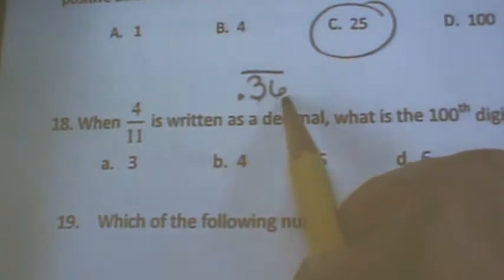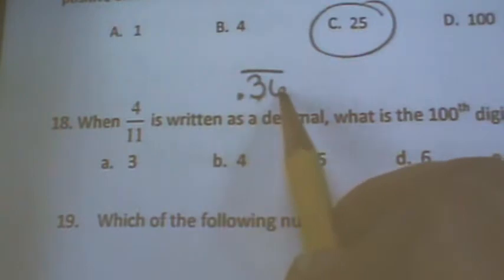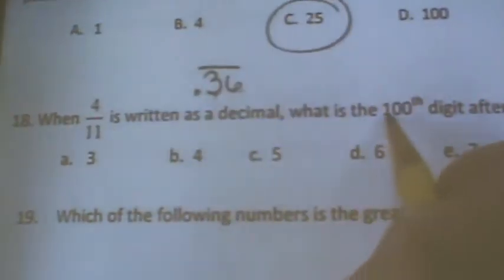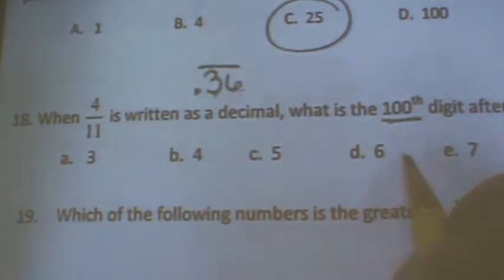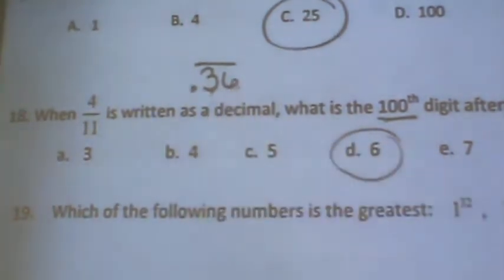Number 18, when you take 4/11ths and you write it as a decimal, you get 0.36 repeating. So if the first digit is 3 and the second digit is 6, and the third digit is 3 and the fourth digit is 6, and so forth, what do you notice? This is the first, third and fifth, and this is the second, fourth, 6, 8. So if I want to know the 100th digit, what's it going to be? How did you figure it out? Because it's even. Odd, even. Odd, even.